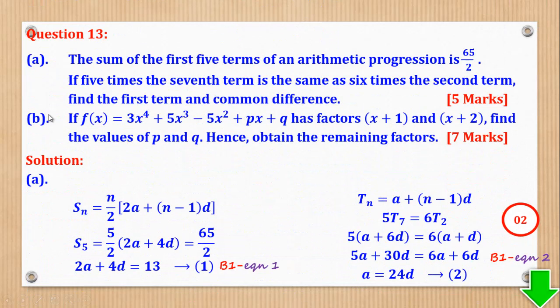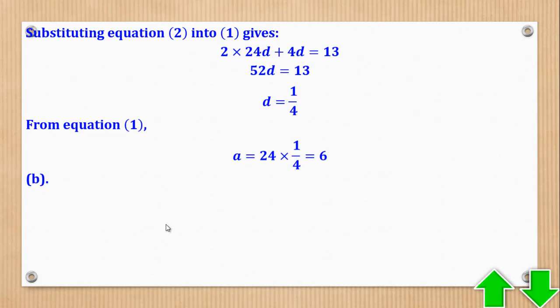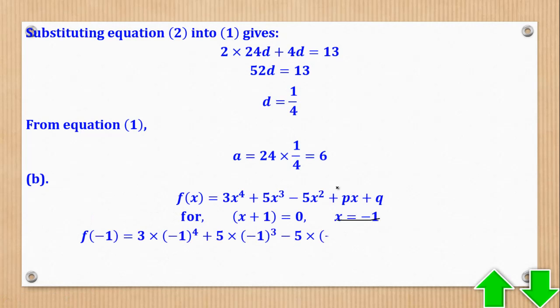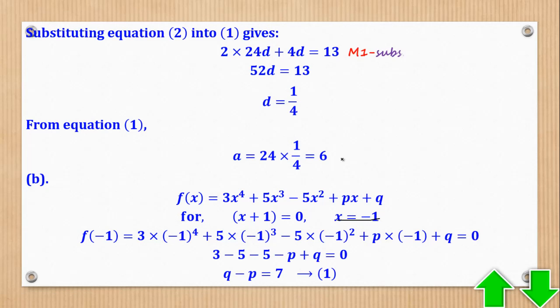That was part A. Then part B, if f(x) is this, has factors this and this, find the values of p and q and hence obtain the remaining factors. Factors means the remainder is 0. So when x is -1, come and substitute for x and simplify to get an equation. So these are the marks for this slide.